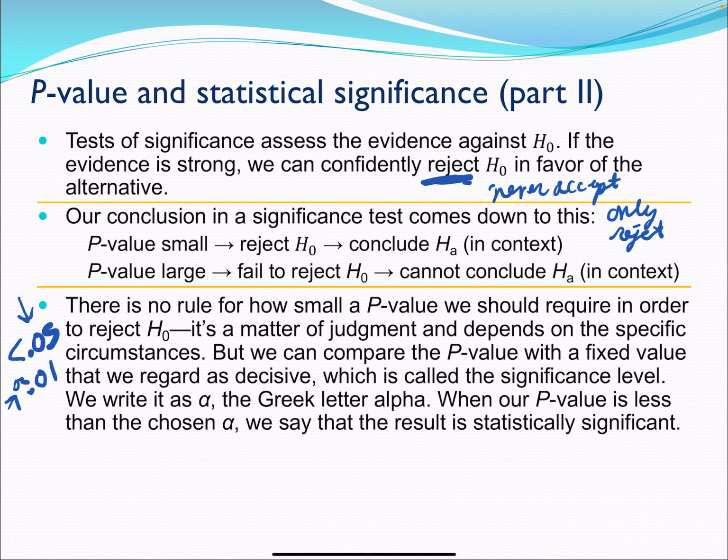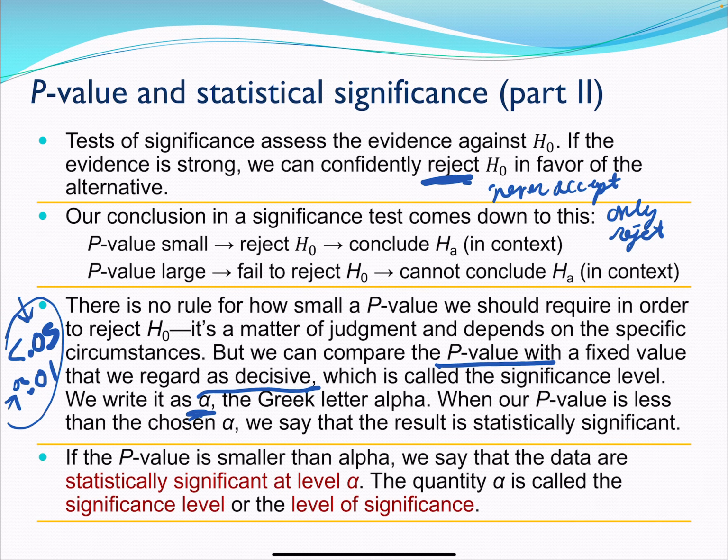We can also compare our p-value with a fixed value that we regard as decisive. We decide that's our alpha. When our p-value is less than our alpha, we say our result is statistically significant. I think your alpha should be less than or equal to 0.05. So if our p-value is smaller than the alpha, we say the data are statistically significant at that level of alpha, or we also call alpha our statistical significance level, or the level of significance. In the next video, we're going to go through the steps to test for significance and work through 2 examples.